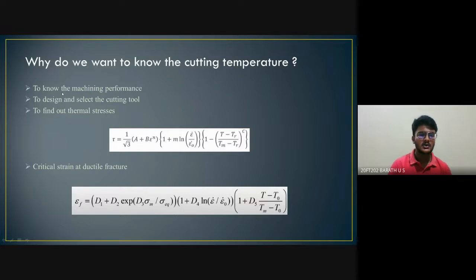Another one is to find the thermal stress. Here different types of stress are created as the tool moves into the workpiece. There are different types of strain and strain rate, and different properties are created in that process. These are the formulas to calculate the cutting temperature. Different derivations are used to calculate the cutting temperature from the cutting speed, feed, and depth of cut. We are calculating the different temperatures.